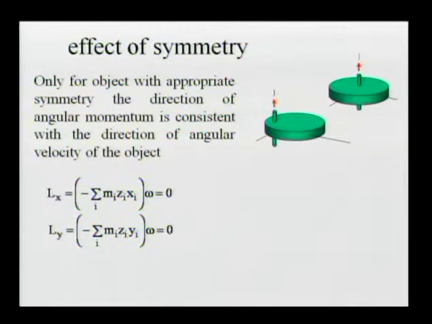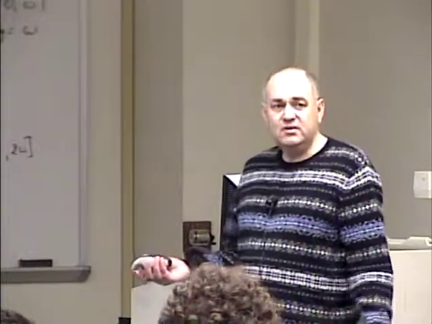All right, so for objects of appropriate symmetry, angular momentum and angular velocity are parallel. Now, most pieces of machinery are made in such a way that angular velocity and angular momentum overlap. Think about a gear or a pulley.